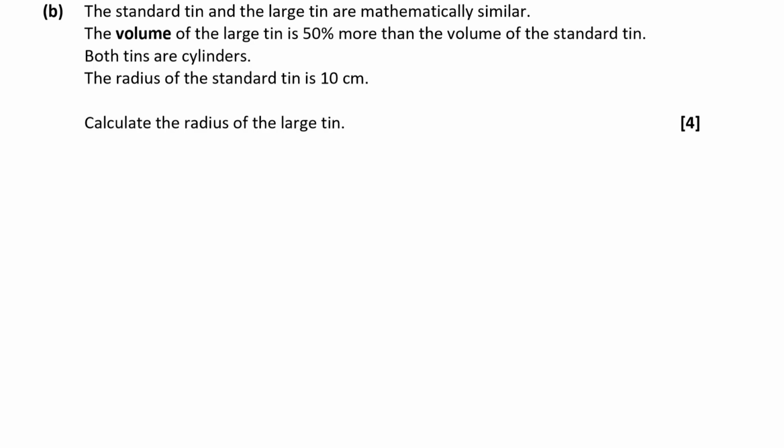Okay, so I'm just going to quickly sketch this because it's a shape and space question and there is no sketch. So, standard tin. What do we know about standard tin? We know that the radius is 10 and we know that the volume, well, we don't, let's call the volume 1 volume, and then we've got the mathematically similar second tin, larger tin.